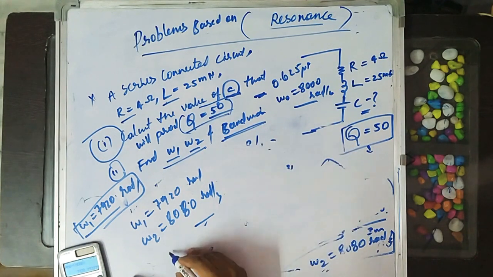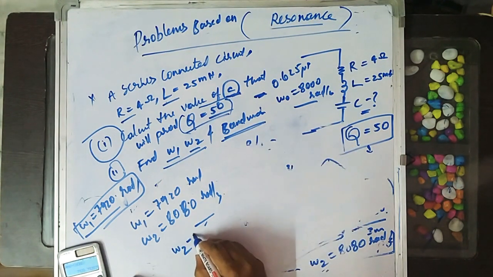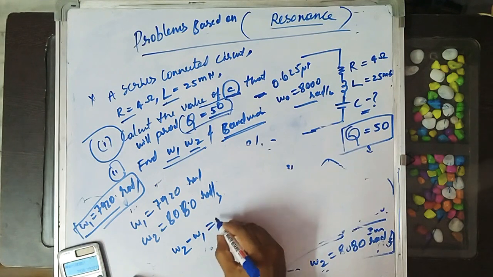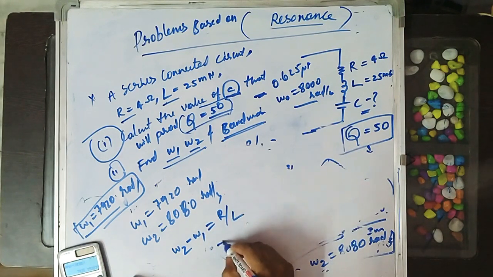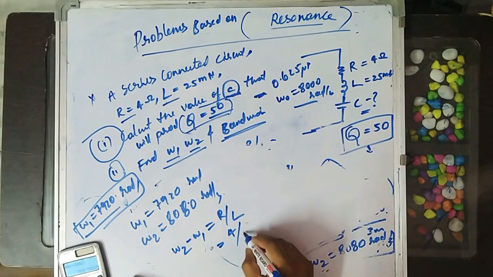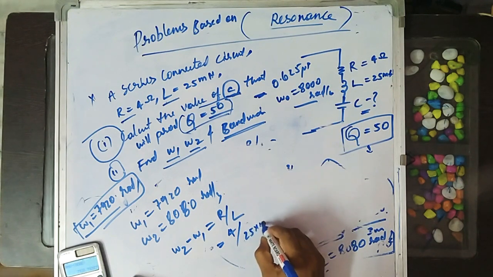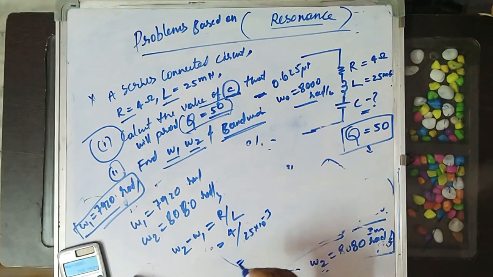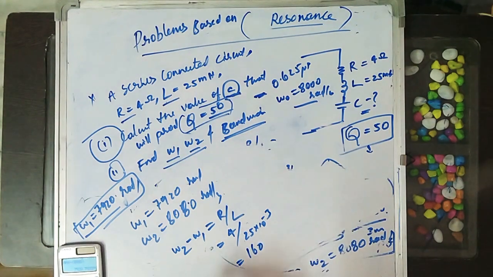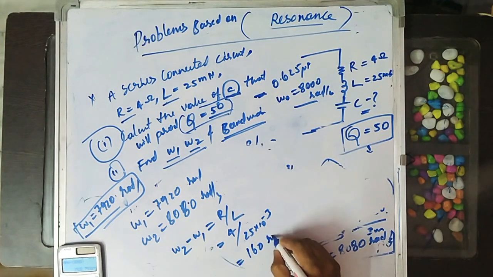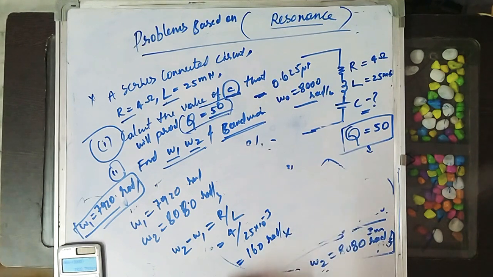Now for bandwidth directly we have omega 2 minus omega 1 equal to R by L value. So what is R? 4. What is L? 25 into 10 power minus 3. Solving this, you will be getting 160. This is bandwidth. This is also radians per second. Omega 2 minus omega 1.